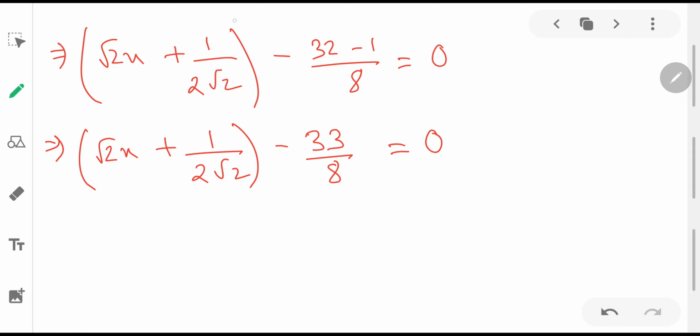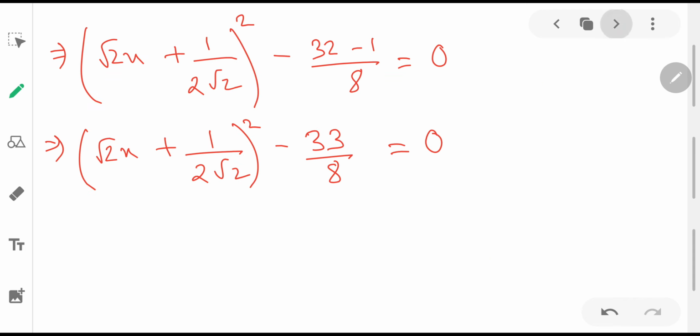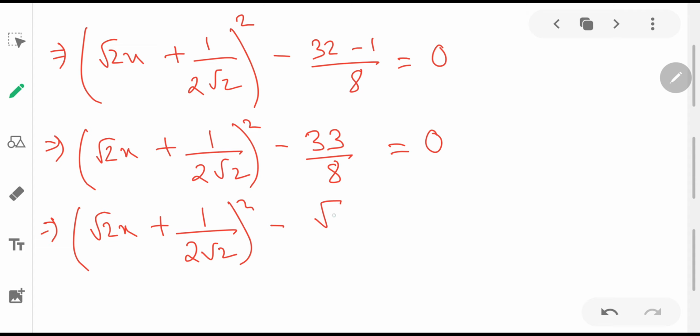So let's just take it. Okay, here it will be square. Okay, so it will be now in this form: (root 2x plus 1 by 2 root 2) whole square minus (root over 33 by 8, which can be taken as root 33 by 2 root 2) whole square equals 0. Now it is in the form of a square minus b square.